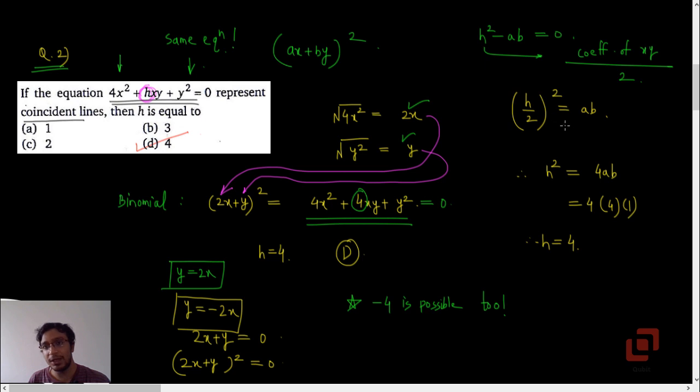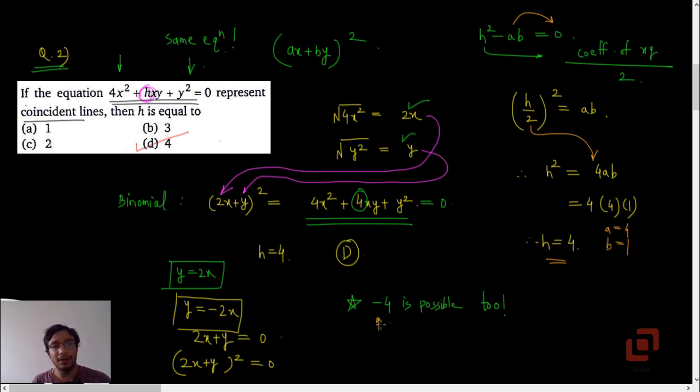So h by 2 squared equal to ab, when you shift this term to the RHS, h squared becomes 4ab, or h squared equals 4 into a is 4 and b is 1, so h squared equals 16, or h equals plus 4 or minus 4. Now I have not written minus 4 here because I did not see that in the options, but minus 4 is very well possible, okay.